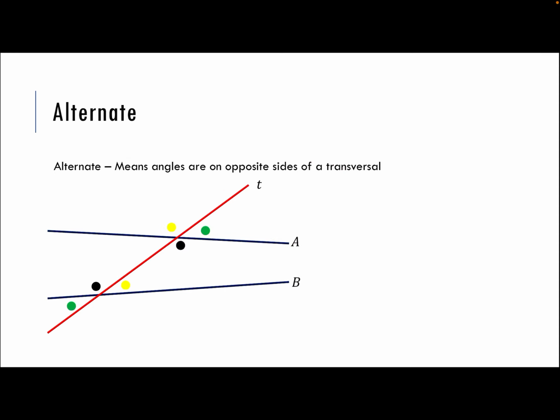So one of the relationships angles can have with a transversal is alternate, and that's going to mean that the angles are on opposite sides of the transversal. The corresponding dots are going to be alternate angles. So the two yellow dots are going to be alternate angles. One angle is on the left side of the transversal, the other angle is on the right. And the same for the green and the black dots. So alternate means on the opposite side of the transversal.